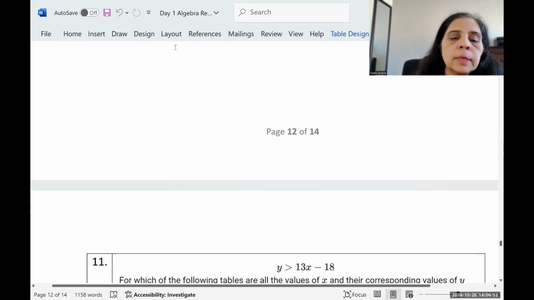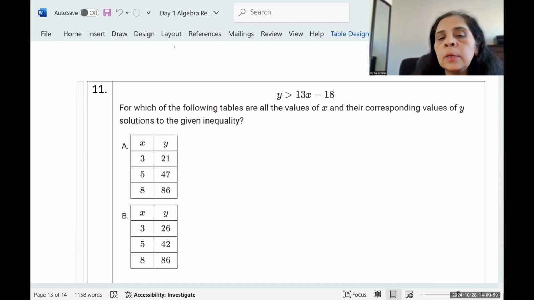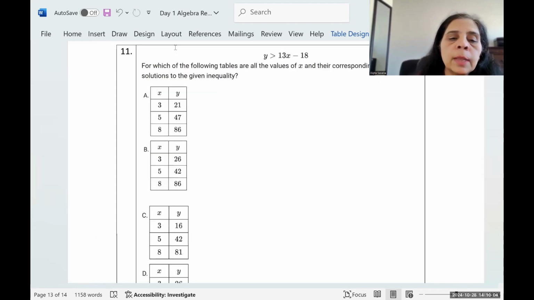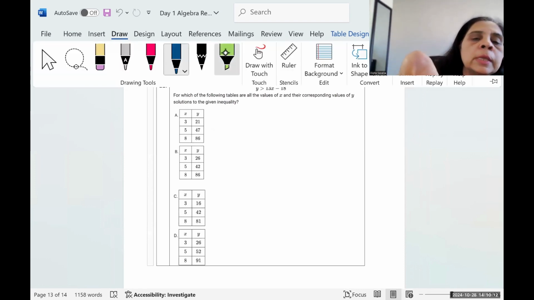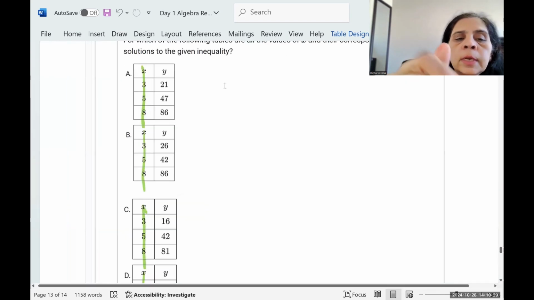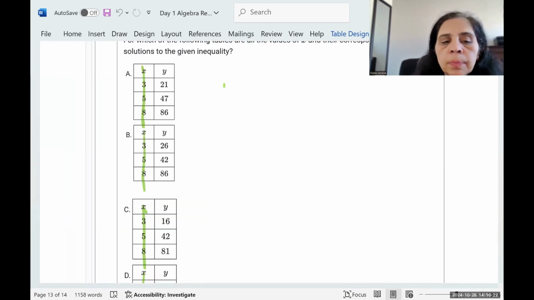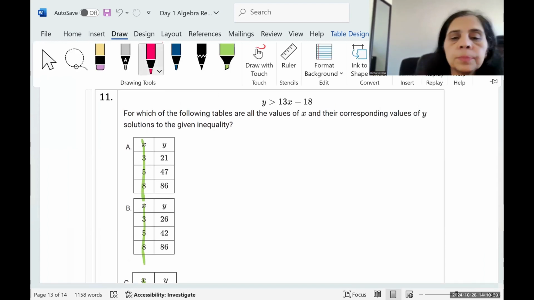Very good. Let's see number 11. All right, we have the inequality y greater than 13x minus 18. We need to decide which table is correct for this one, right? So the first thing I notice is the x values from each table. See, these all are the same, right? Look at this, 3, 5, and 8, 3, 5, 8, 3, 5, 8. So first I will plug in 3 and check what we will get.